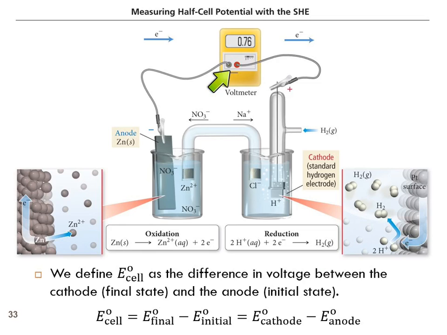So hooking a voltmeter up to this, we get a reading of 0.76 volts. That is measuring the potential difference between these 2 electrodes. Now whether it says plus or minus would depend on what you hook the terminals up to, right?